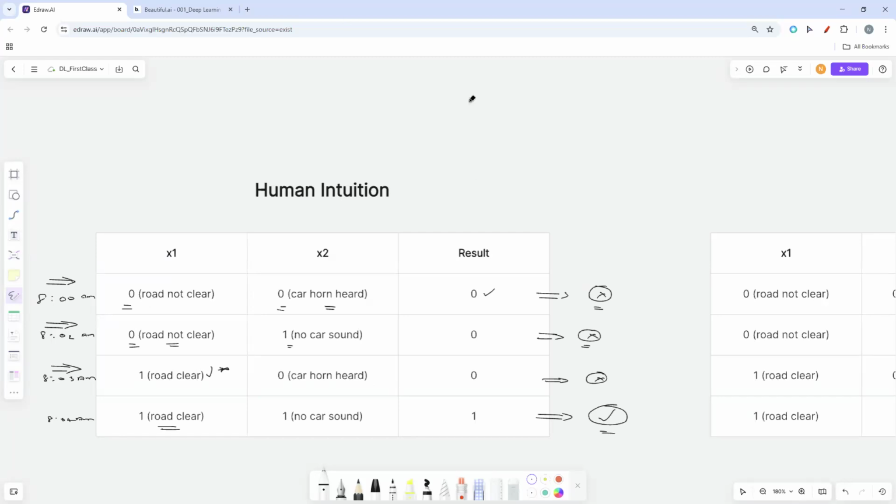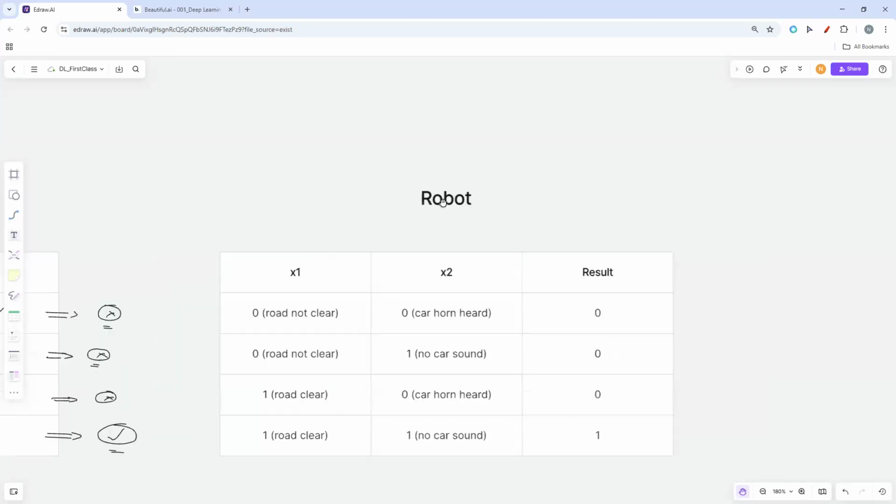Okay. And this is human intuition, right? This is how we take decisions every day while crossing the road. For example, let's say we have a machine here. Let's say a machine is crossing the road today, instead of you. What we will have to know is what kind of calculations will happen inside. Let's say this is a machine. Instead of a robo, I can simply write machine, right?